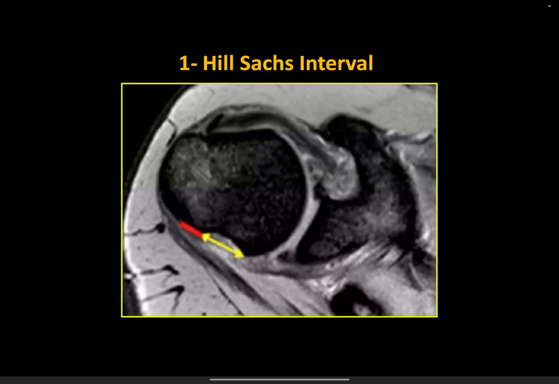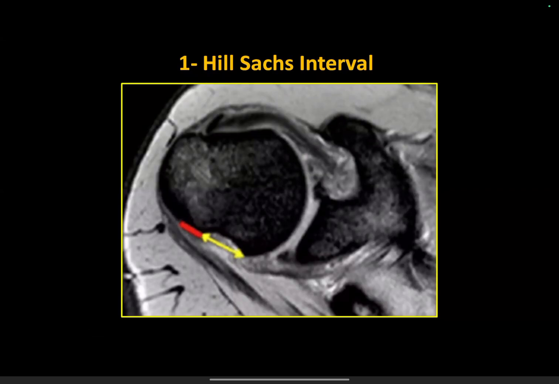Number one is the Hill-Sachs interval. How do we measure it? Basically, we measure the transverse width of the bony loss, which is the posterior lateral aspect of the humeral head, as well as the distance between this defect and the site of insertion of the rotator cuff.